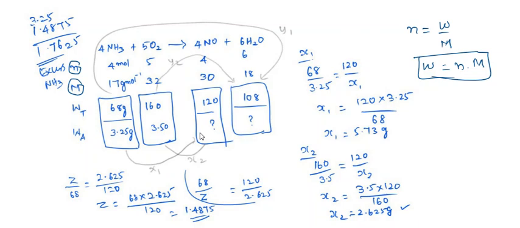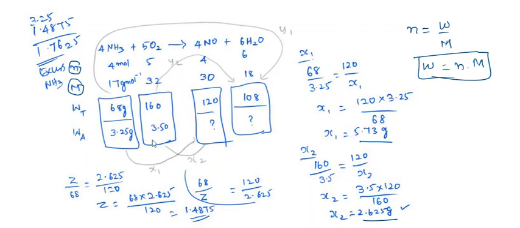Let me say this is x1, this is x2, and this is y2. Let us go for the first one, x1. 68 divided by 3.25, and 120 divided by x1. We will find out: x1 is equal to 5.73 gram. And by comparing this, this is x2. So 160 divided by 3.5, 120 divided by x2. So x2 we are able to get 2.5625 gram.